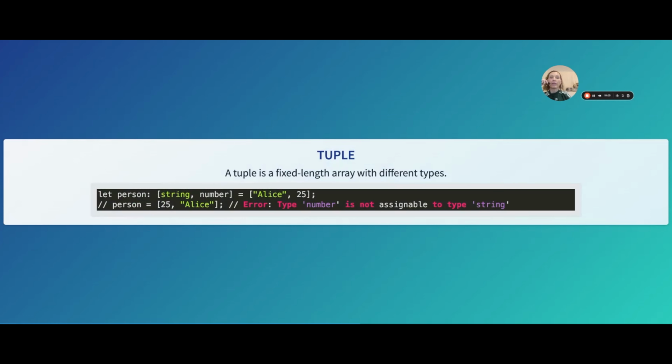Tuples, on the other hand, are more like a boxed set. Each element in a tuple has a specific type. Here person is a string and number, in that order. Swap them, TypeScript blocks it. Tuples are perfect for fixed data, like coordinates or a name-age combo, keeping everything in its place.